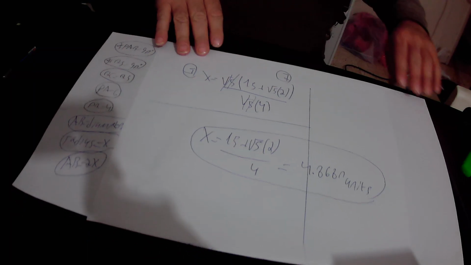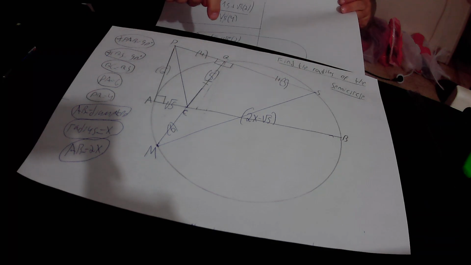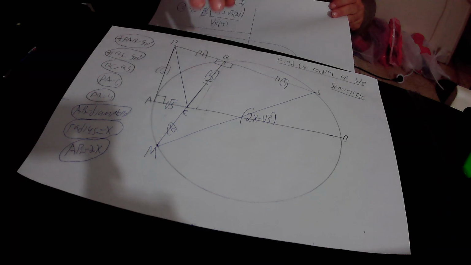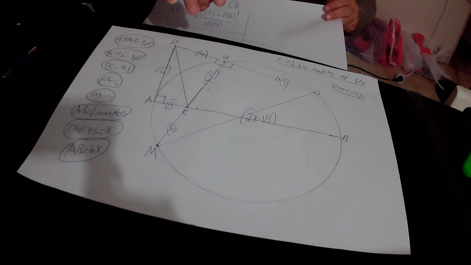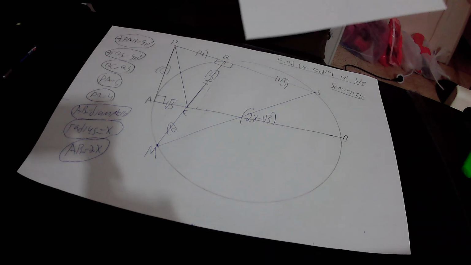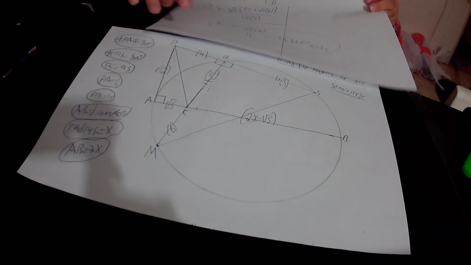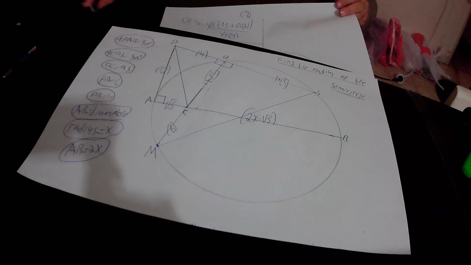In terms of numbers, the radius x of this semicircle equals 4.8680 units. Again, the radius of this semicircle x equals a little bit less than 4.9 units, or we can say that the radius of this semicircle x equals 15 plus root of 5 times 2 over 4 units. Okay, thank you very much.